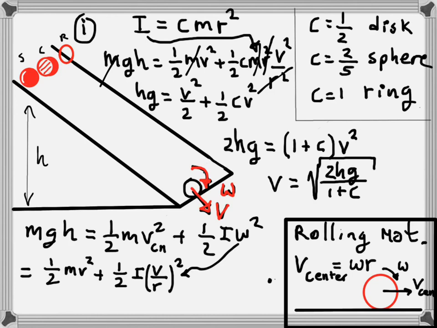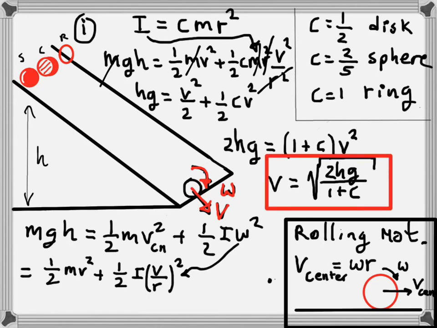Less speed because the number c is always going to be bigger than 0. If it was 0, then the object would be sliding and the answer would be square root of 2gh. But once the object rolls, there is kinetic energy of rotation, so we have a c, and that c value in the denominator is going to give you a smaller velocity than if the object had been sliding down the incline without rolling. So that kind of makes sense.